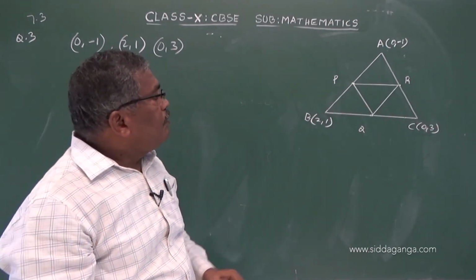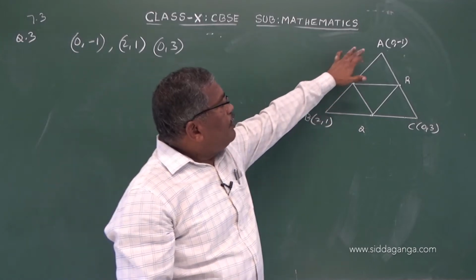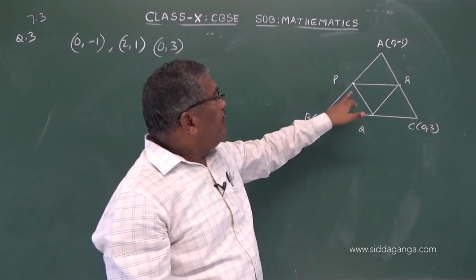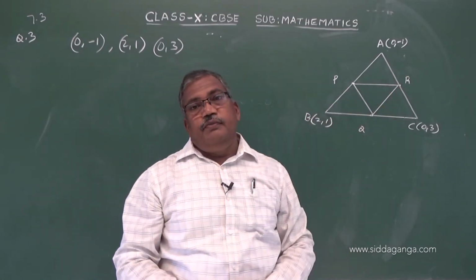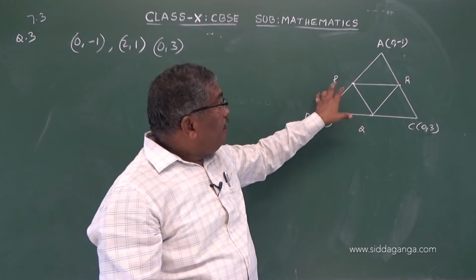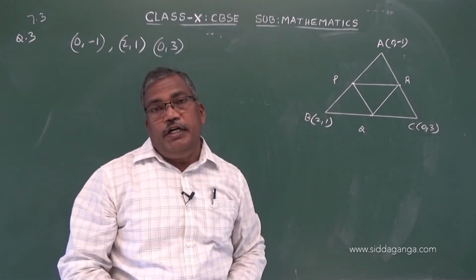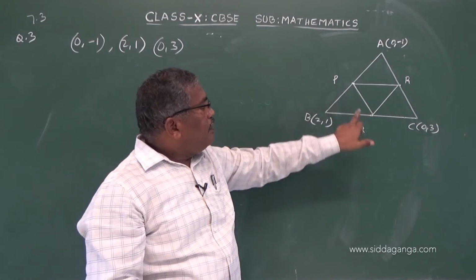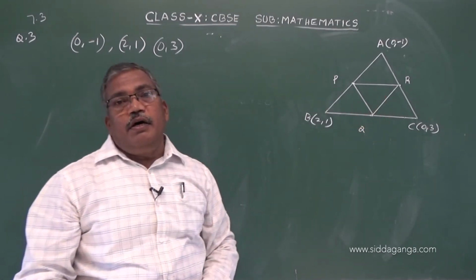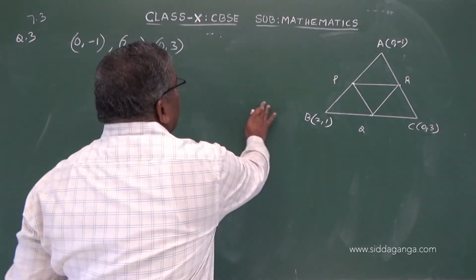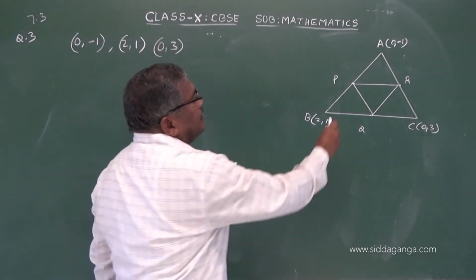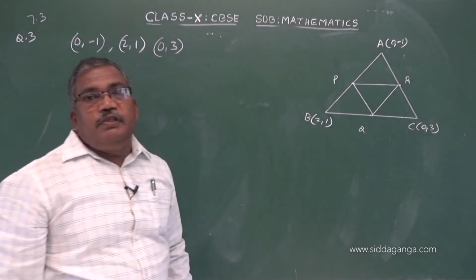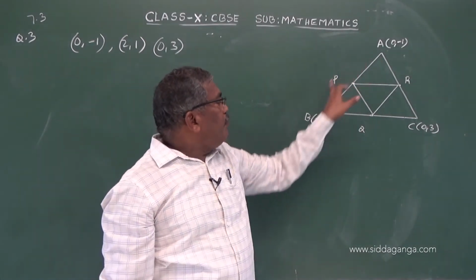So now what we have to do is, we have the coordinates of A, B, C and we don't have the coordinates of PQR. To find the area of PQR, we need the coordinates. So therefore, we have to first find out the coordinates of P, Q and R. For that, we have the coordinates of A and B, and we know that P is the midpoint of AB.